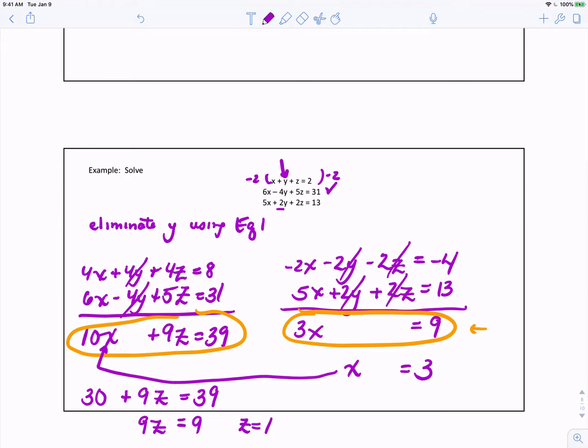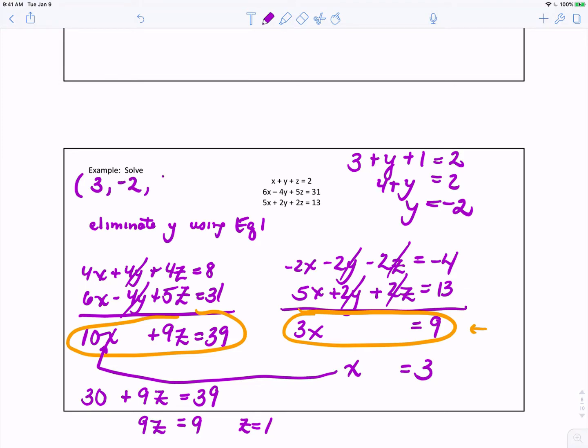Now that we know x and z, we can go back to any of the original equations and solve for our last variable. So I'm going to come here to this first equation. I know x is 3. I don't know what y is. I know z is 1, and the sum is equal to 2. In other words, 4 plus y is equal to 2. In other words, y is equal to negative 2. And so we write our solution usually as an ordered triple. So x is 3, y is negative 2, and z is 1.